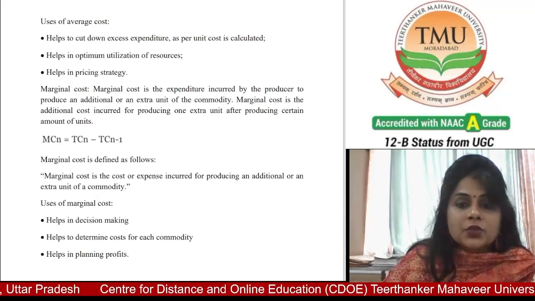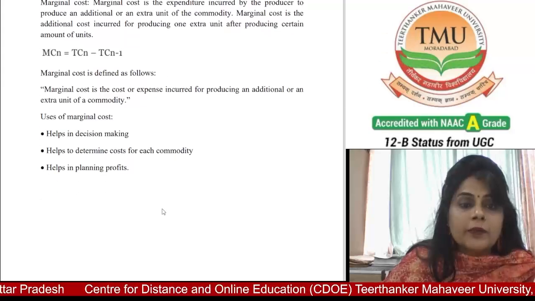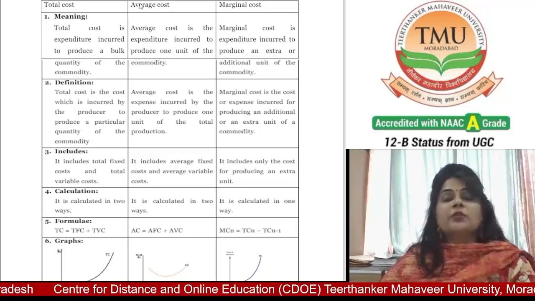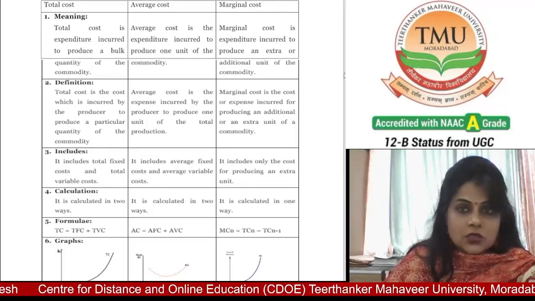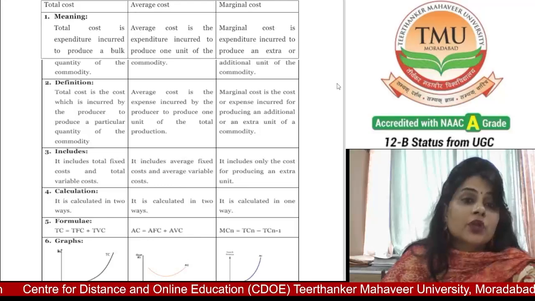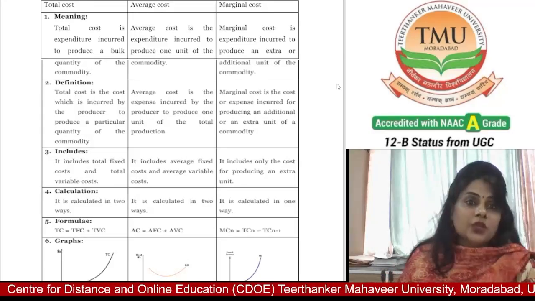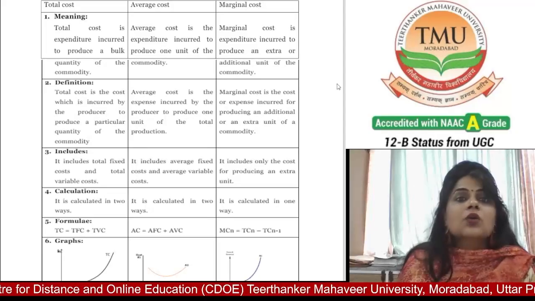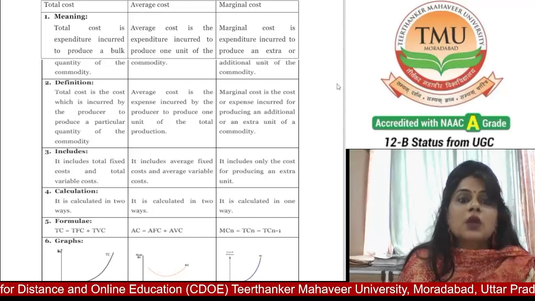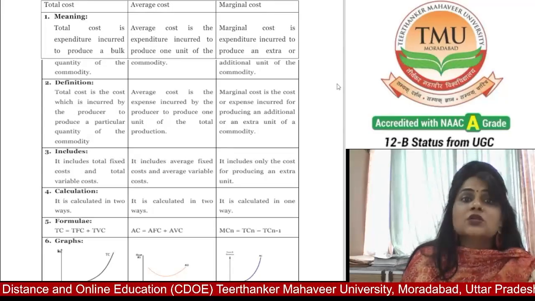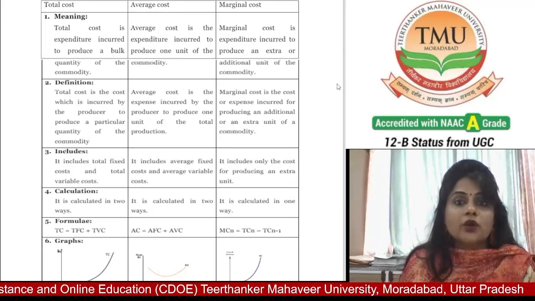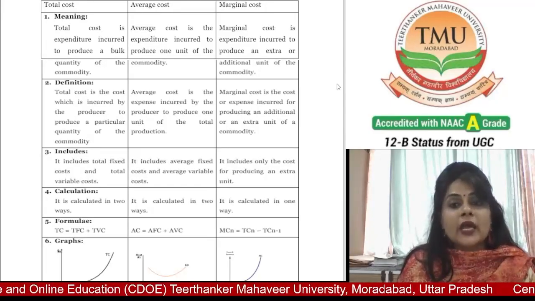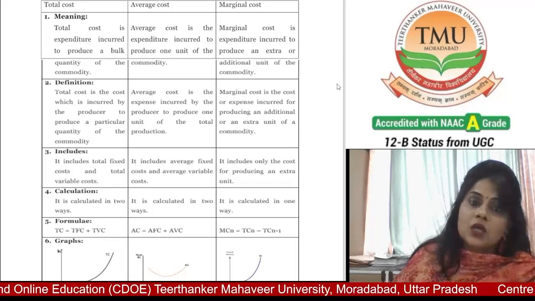Students, hope you well understood what is the total cost, what is the average cost, and what is the marginal cost. Now we distinguish between total cost, average cost, and marginal cost. First of all, the meaning of total cost, which I have also discussed in this video. Total cost is the expenditure incurred to produce a bulk quantity of the commodity. Next, average cost is the expenditure incurred to produce one unit of the commodity. And marginal cost is the expenditure incurred to produce an extra or additional unit of the commodity.